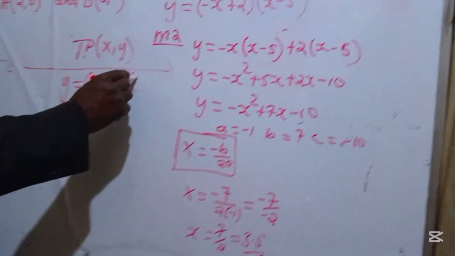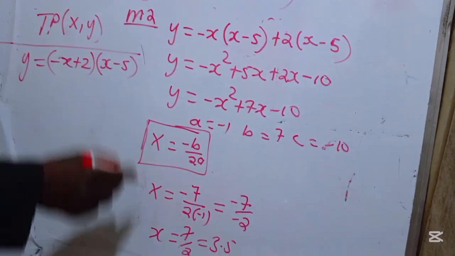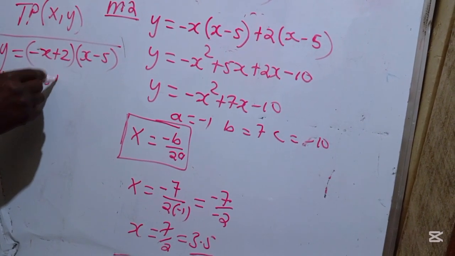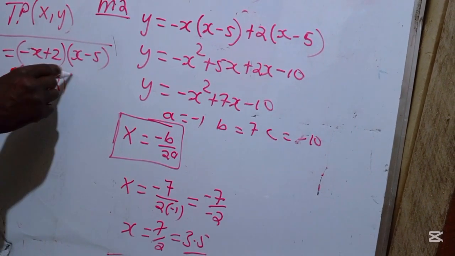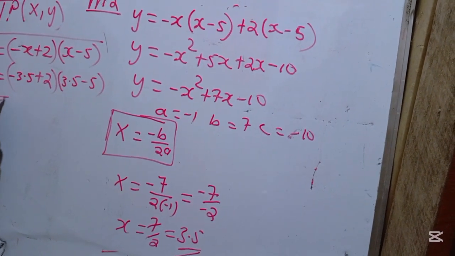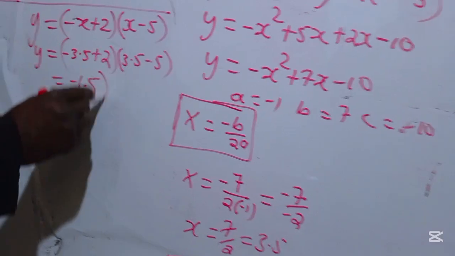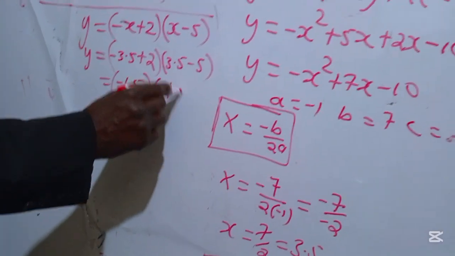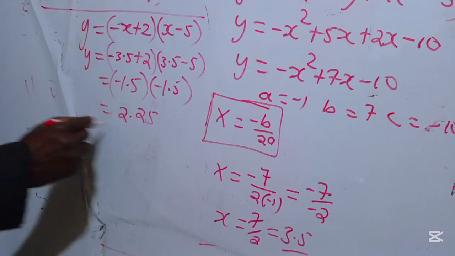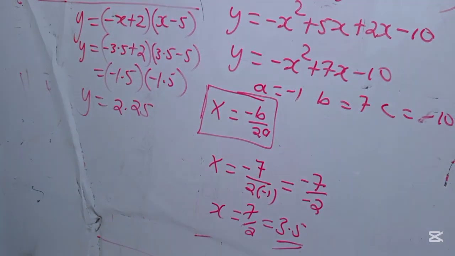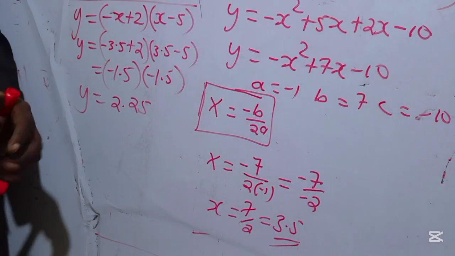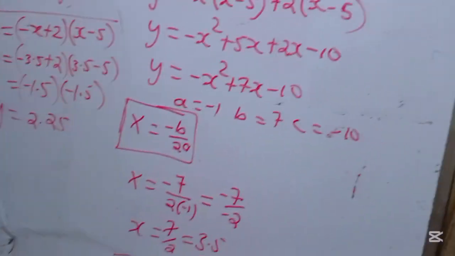Don't forget, you agree with me that we are going back to the same 3.5 plus 2, and you get for me 3.5 minus 5. Here you get a negative 9.5 multiplied by another negative 1.5. Of course, you get 2.25. This is the value of y, which is the maximum in this case. I hope you have enjoyed. Thank you so much. God bless you. I love you. Thank you.